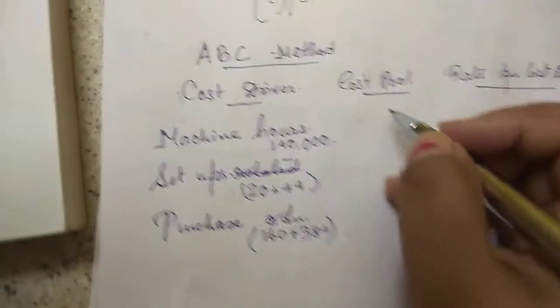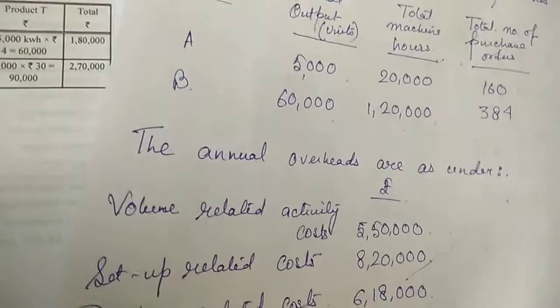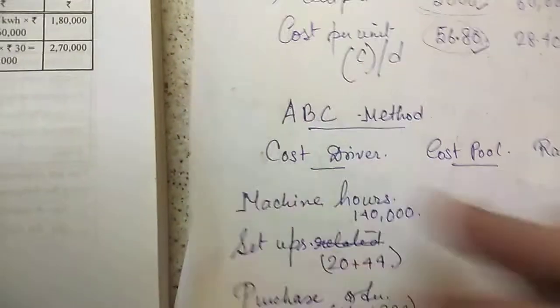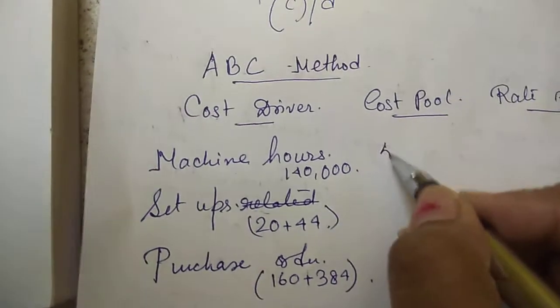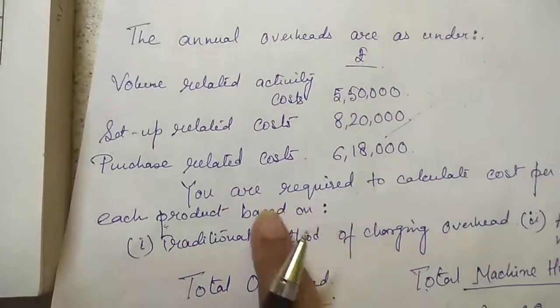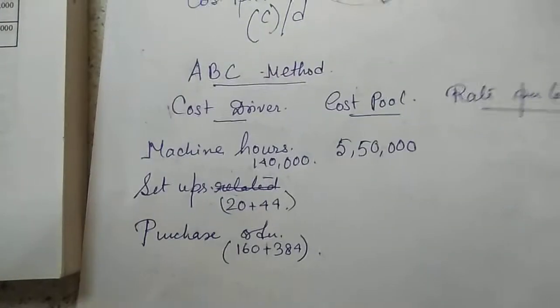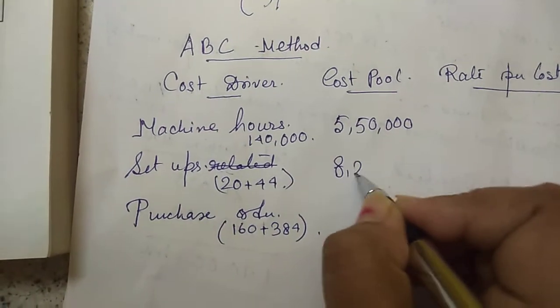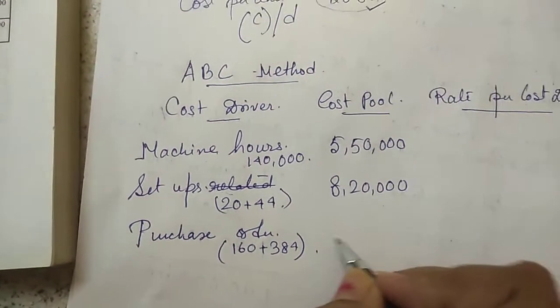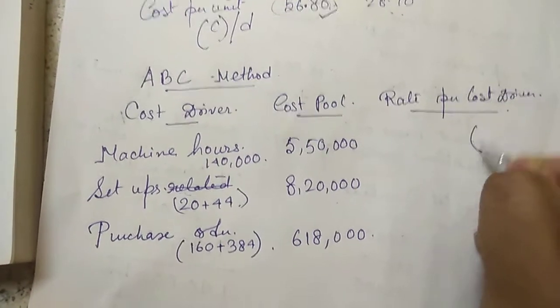How much is my cost pull? Cost pull means what? Volume related activity. This is my cost. So the volume related activity cost pull over here is 5,50,000. How much is my setup related cost? Setup related cost is 8,20,000. Purchase related cost is 6,18,000. Now we have to find the rate per cost driver.